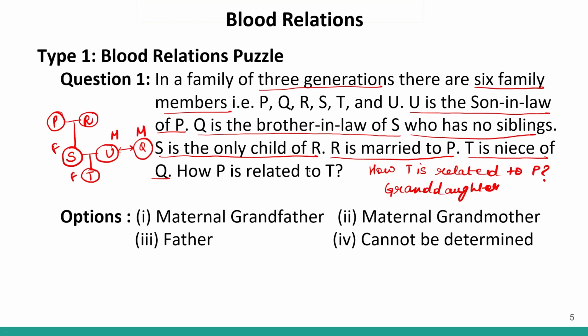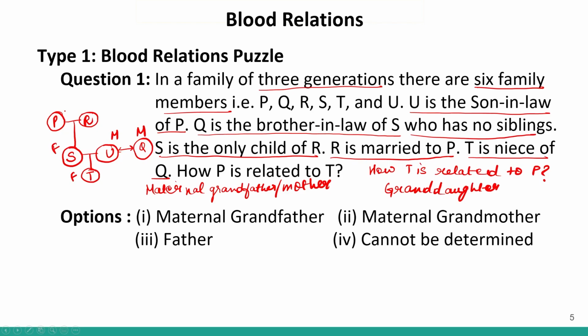But in this question, how P is related to T, we have two possibilities. It could be either maternal, because they are on the mother's side, correct? This is basically their mother's parents. P and R are T's mother's parents. So it could be either maternal grandfather or grandmother. It could be both. It could be either grandfather or grandmother because the gender is unknown.